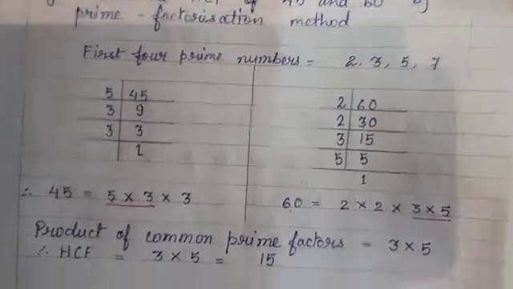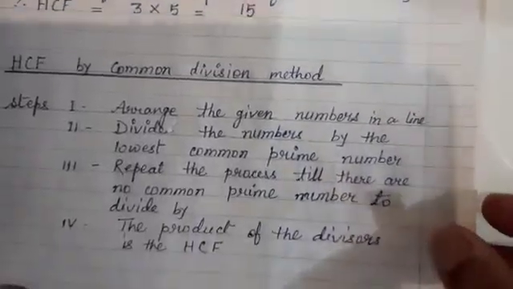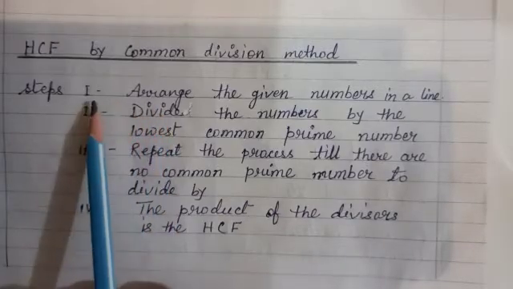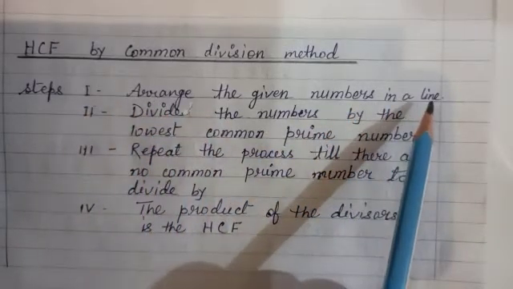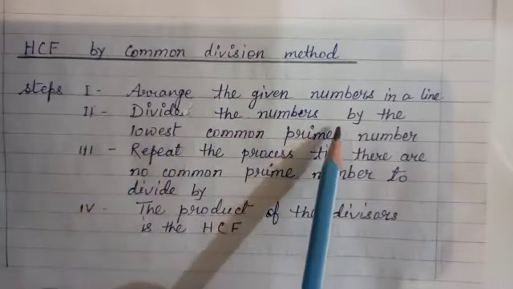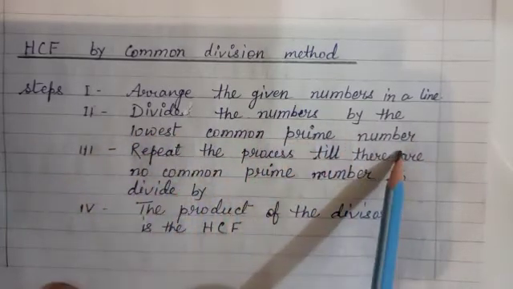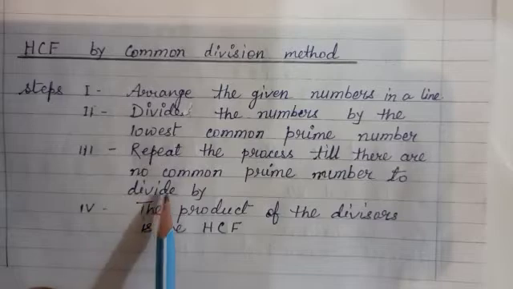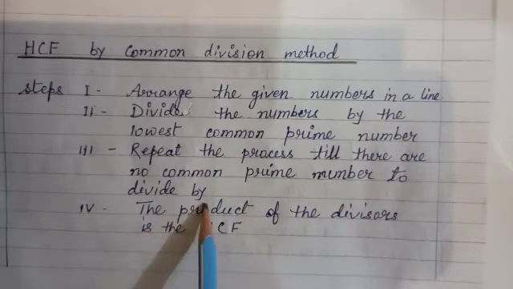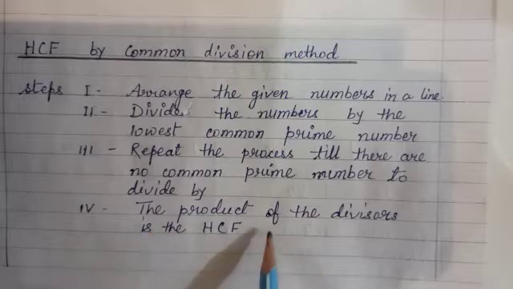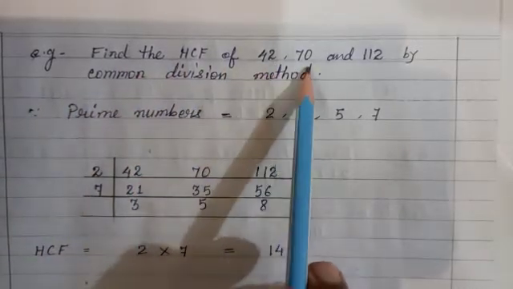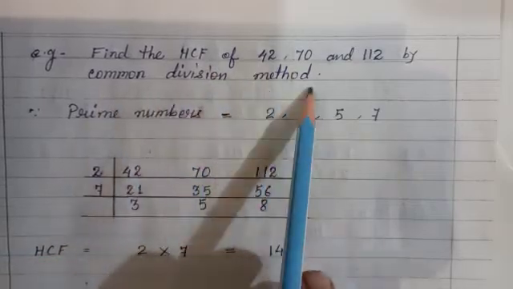Now see the third method, HCF by common division method. The steps are: first step, arrange the given numbers in a line. Second step, divide the numbers by the lowest common prime factor. Third step, repeat the process till there are no common prime numbers to divide by. And fourth step, the product of the divisors is the HCF. Now see the example. Find the HCF of 42, 70 and 112 by common division method.